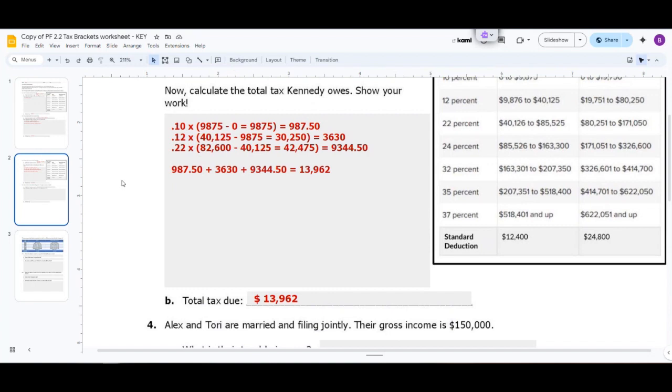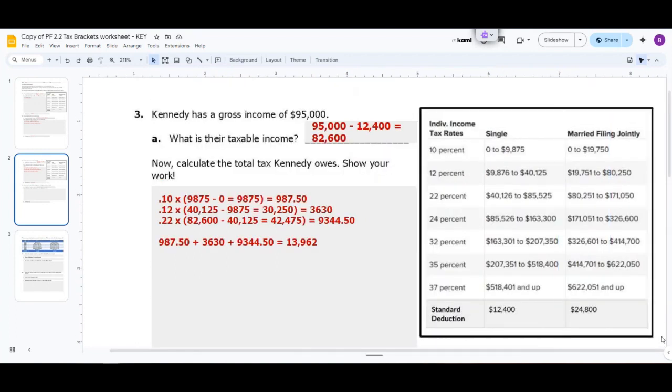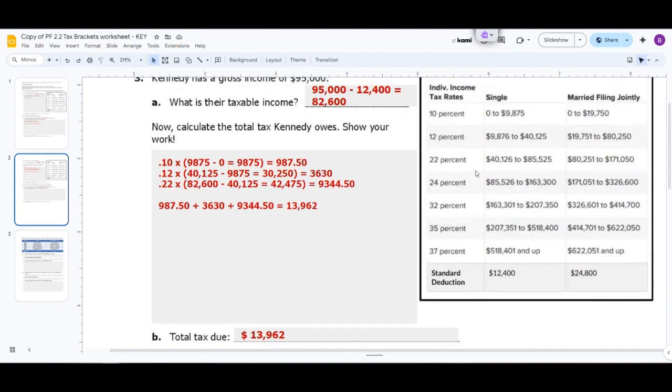Finally, number 4, Alex and Tori are married and filing jointly. Their gross income is 150,000. What is their taxable income? So now we have to look at the final column in this tax table, the married filing jointly. The percentages stay the same, but the dollar amounts in each range have increased, and the standard deduction has doubled to take into account the fact that we have two people filing together. So for Alex and Tori, they're 150,000 minus the standard deduction in this case of 24,800 means that they earned 125,200 in taxable earnings. All right, 125,200 falls in the 22% range. Okay, so some dollars are going to be taxed at 10%, some dollars at 12, and some at 22.